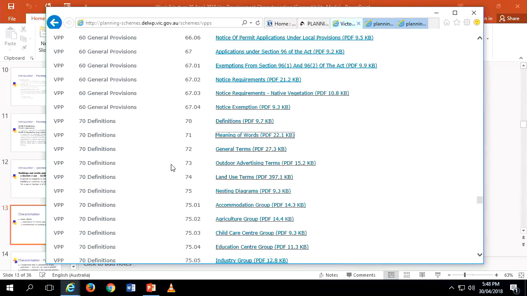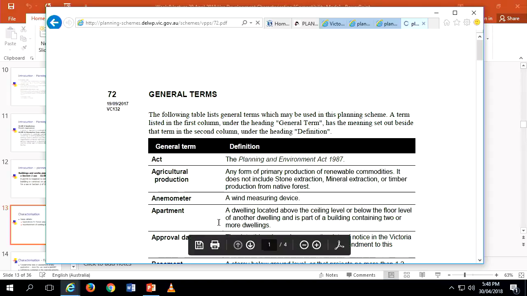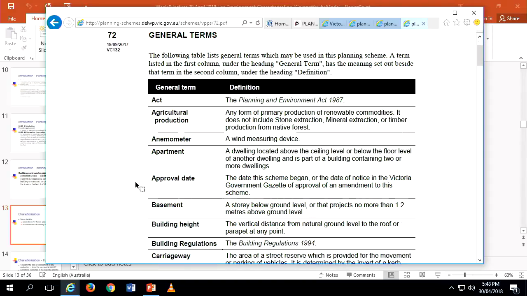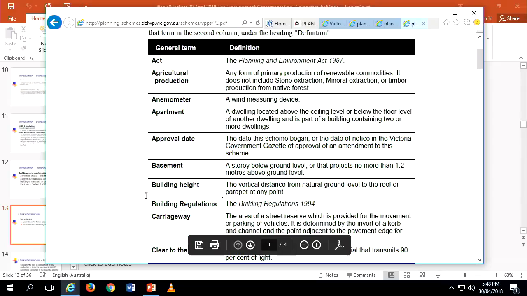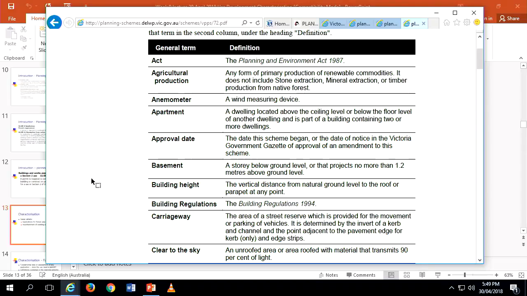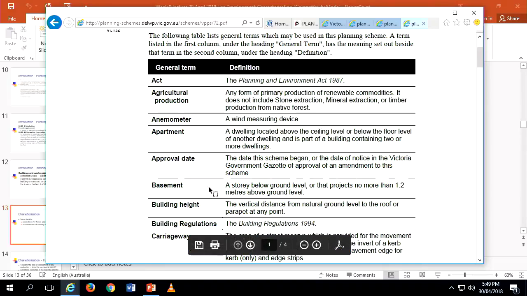Okay. So if we go to 72, these are general words that aren't land uses, but they're general terms that are used in the planning scheme. And even though these might seem somewhat obvious, they're actually really important if you're in the middle of a decision or trying to rein in a developer's or even a resident's expectations. There is an actual meaning of the word in the planning scheme you can fall back on.